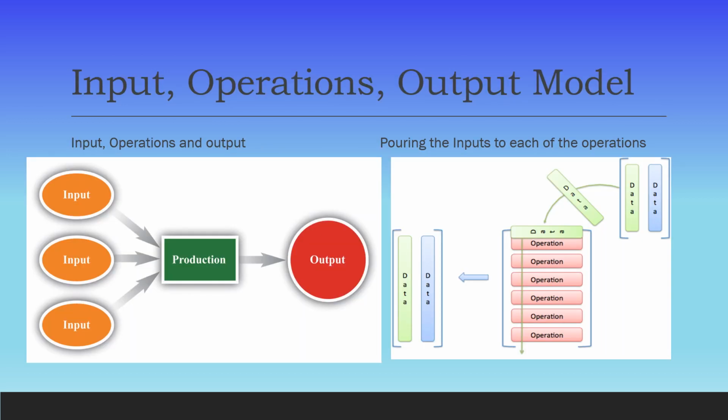We can also use the input-output operation model like the diagram we see here. In the first one, we have various inputs. They are taken into some operations or productions, and then we get the output. Or we can also think as if we are pouring all this data, the inputs, into a machine, and whatever comes out of the machine is my output.